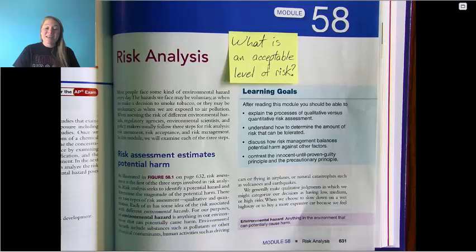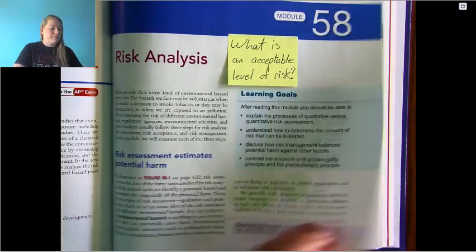Now, in environmental science, when there's an environmental hazard, so anything that could potentially cause harm either to the environment or to a person, to your health, to the health of a particular flower in a valley, an environmental scientist has to determine, is that an acceptable level of risk for that particular activity?